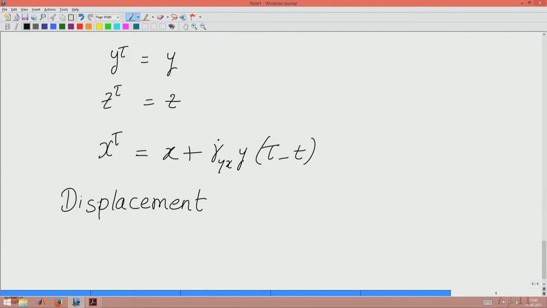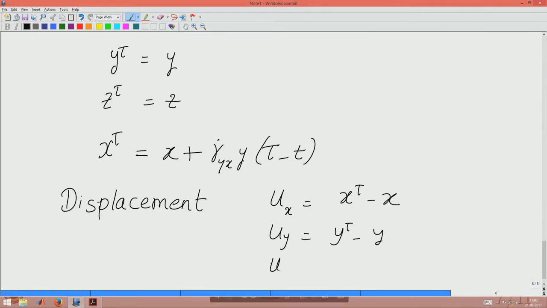Okay, and it is again a vector because displacement can happen in 3 different directions. So, in this case u x is x tau minus x, u y is y tau minus y and u z is z tau minus z, and this is a displacement vector which we will denote using u. So, clearly of course, u y and u z are 0, and this is not a surprise, that material is in fact not getting displaced in y and z direction, it is only getting displaced in x direction.